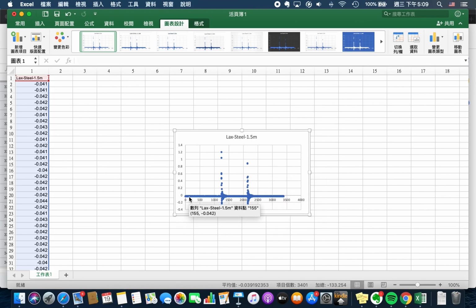So the force was 0, 0, 0 until the instant when the ball hits the force plate. Then the force goes up here. And then there's a flight phase here. The ball goes into the air again and then hits the force plate in this instant. So you should be able to get a graph like this. That's a lacrosse ball hitting the steel plate, dropped from 1.5 meters.